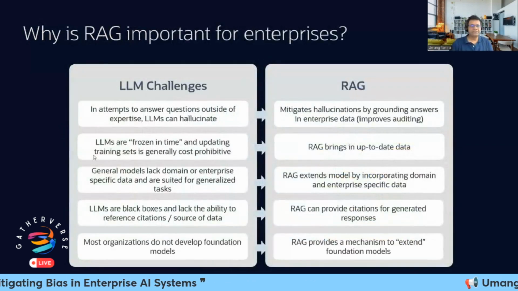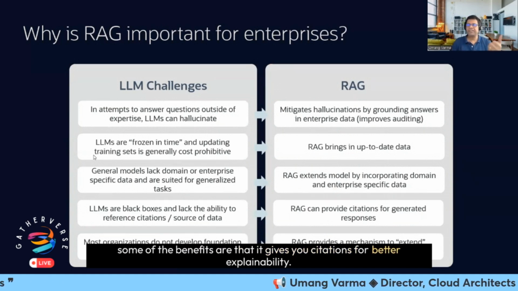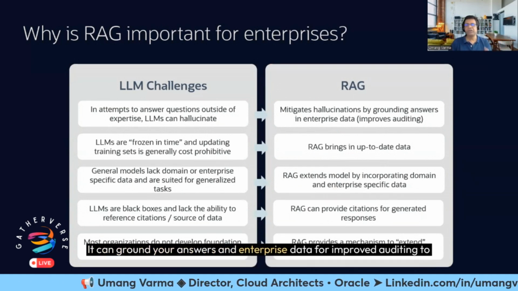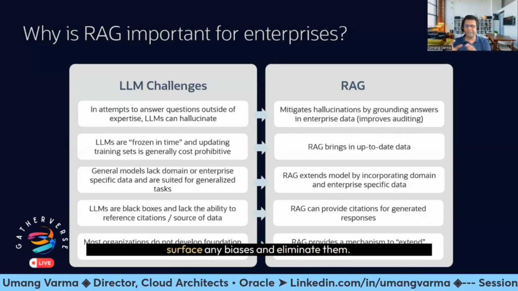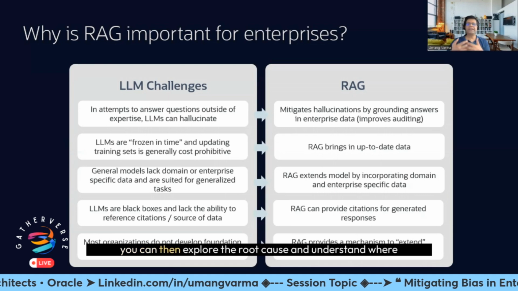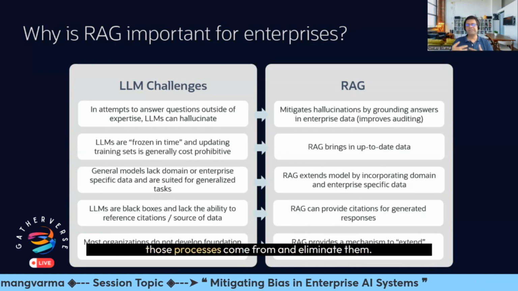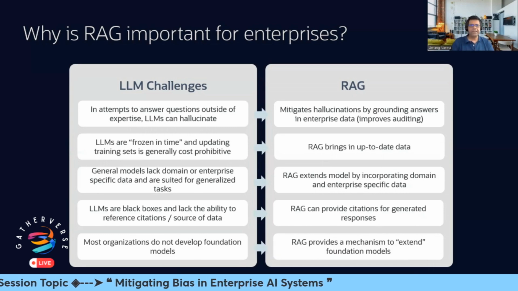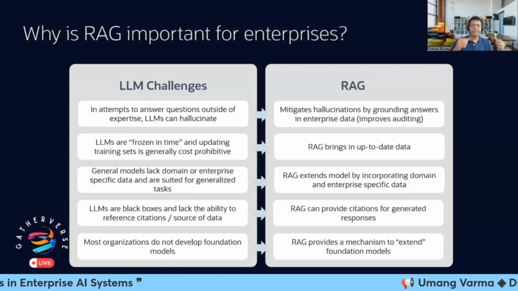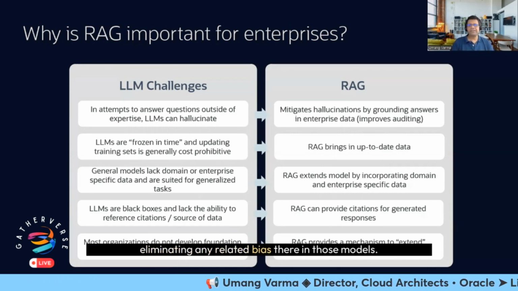What are the benefits? Some of the benefits are that it gives you citations for better explainability. It can ground your answers in enterprise data for improved auditing to surface any biases and eliminate them. So if you see any biases, you can then explore the root cause and understand where those biases come from and eliminate them. It updates the data used by the model to become more representative. It also allows you to extend foundational models, eliminating any latent bias in those models.